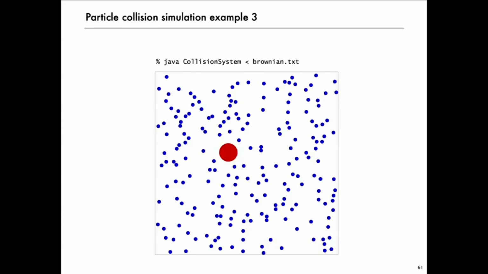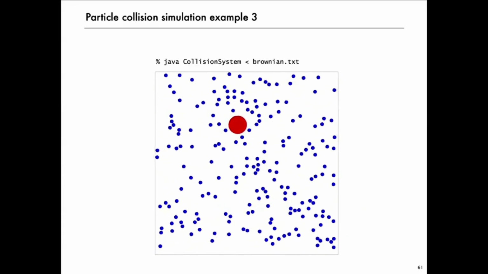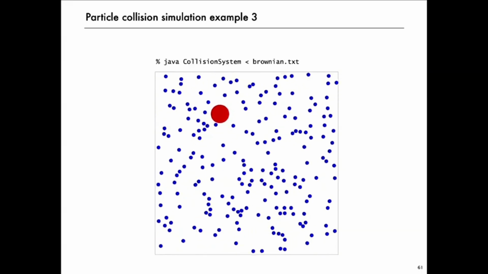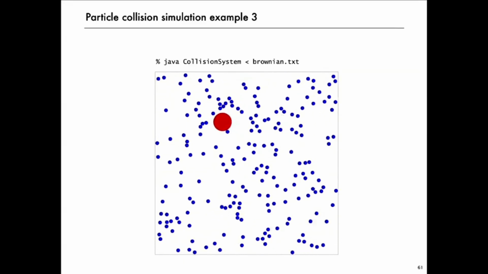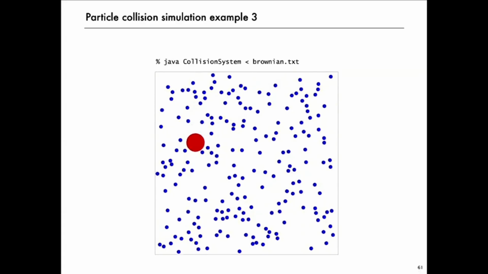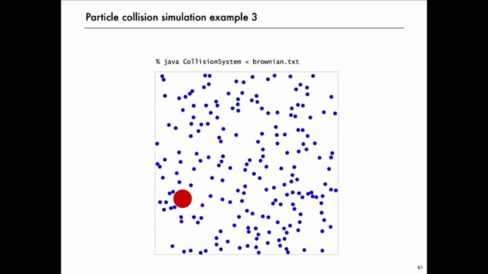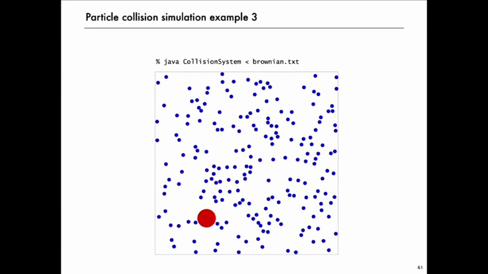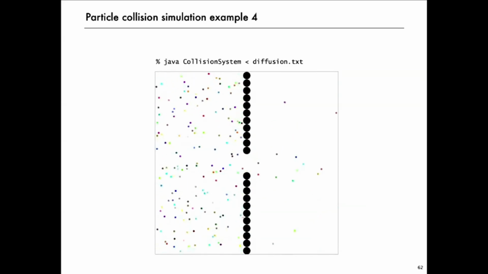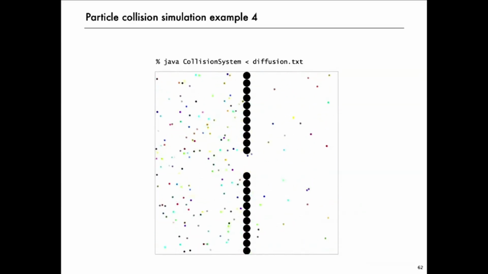This is a little bit about Einstein's experiment. If you have one big particle like a pollen grain and lots of little particles like atoms and molecules bouncing against it, the big one is going to move about randomly. Then this is another famous physics experiment showing diffusion.